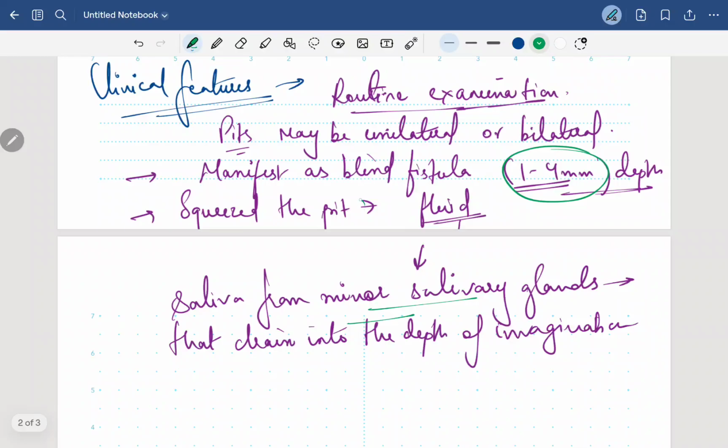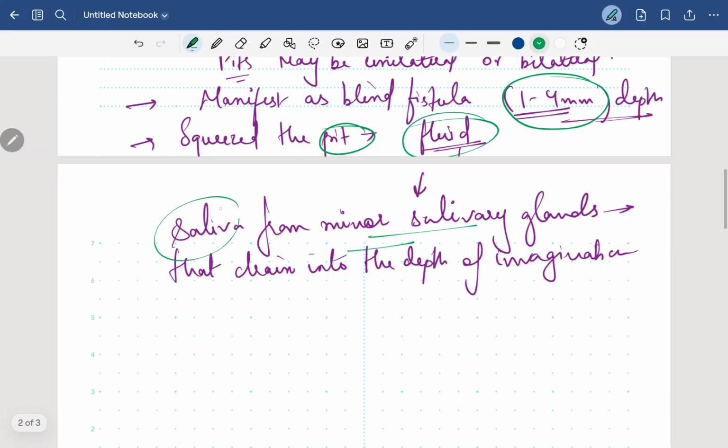So sometimes when we try to squeeze the pit, the fluid is released. It's not seen in all cases. So it could be due to the minor salivary gland saliva that is drained. So it is different from paramedian lip pits. Paramedian lip pits are a different case, right? Those are mostly of the lower lip, but these are different from the paramedian lip pits.